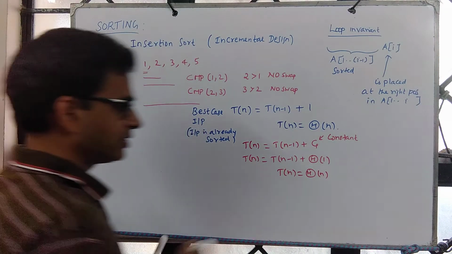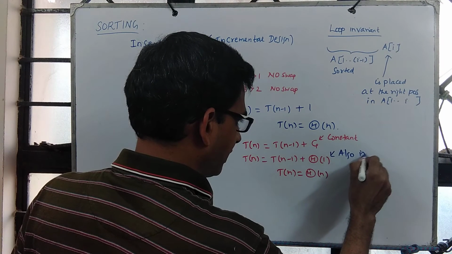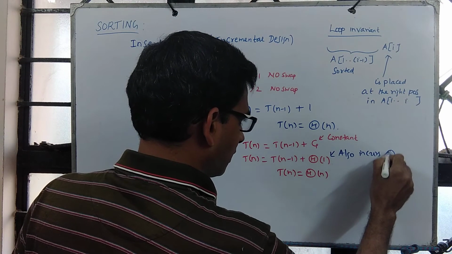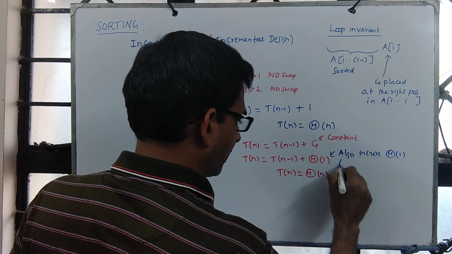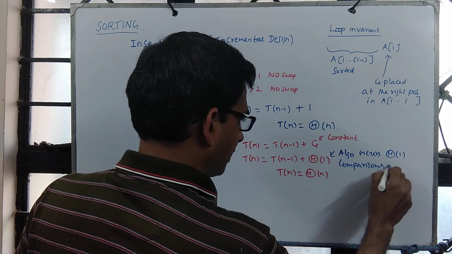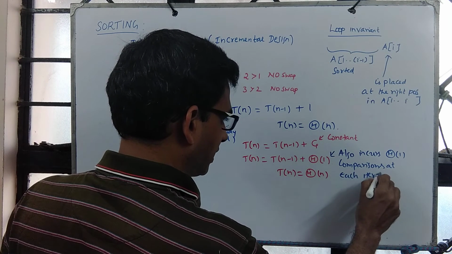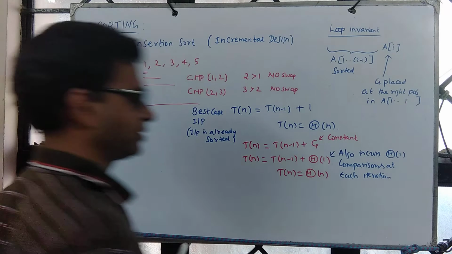So what it says is, the algorithm incurs a constant number of comparisons at each iteration. That's precisely what this is.